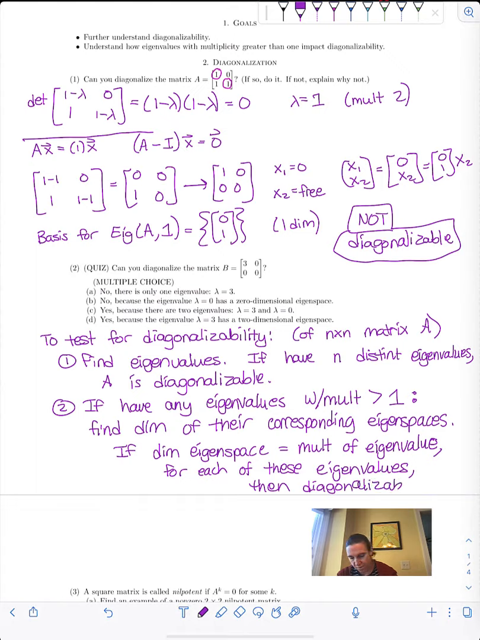And so we found up above an eigenvalue of multiplicity 2, but the dimension of the eigenspace, which remember is the number of vectors in a basis, wasn't as high as the multiplicity, and so we were not diagonalizable.